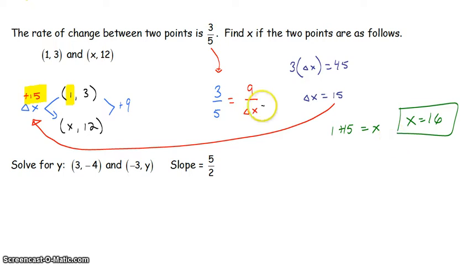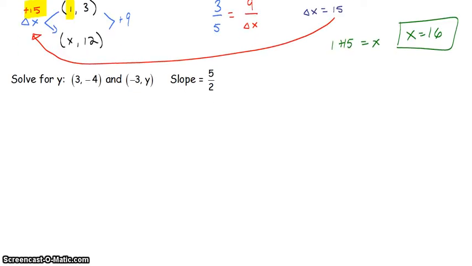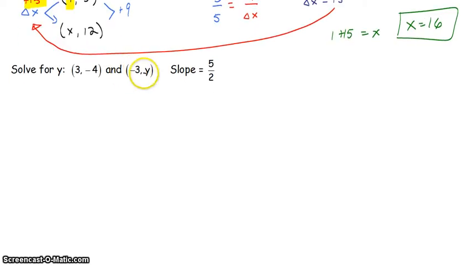That's not an easy problem, and that's something that you're going to have to get a lot of practice on before you become really good at it. Let's go ahead and do one more together. This time you're missing a y coordinate. Start by writing your ordered pairs vertically. You have 3, -4, and then you have -3, y.